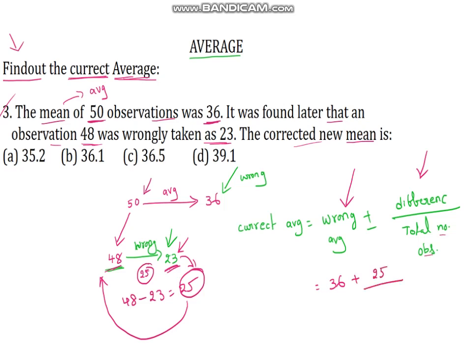Total number of observations is 50. 25 divided by 50 is 0.5. So 36.5 is the answer. Option C is the answer.